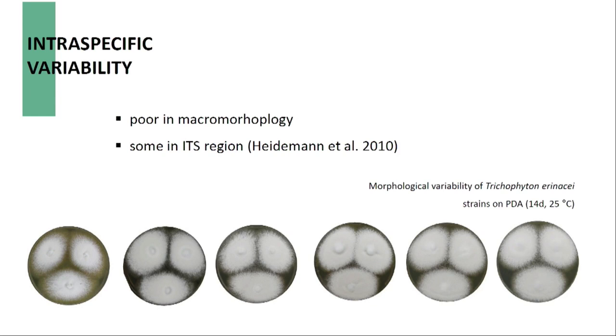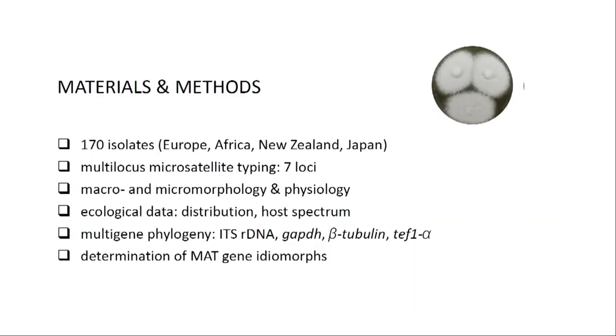There is poor variability in macromorphology, as you can see here. But Heidemann in 2010 reported variability in the ITS region, and he split Trichophyton erinaceus into two populations which were specific for different hosts. So we were very curious about that, and we decided to look at it closer.